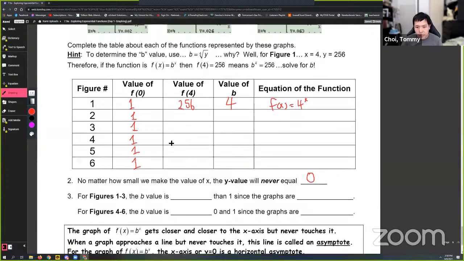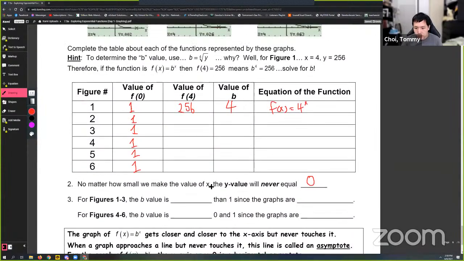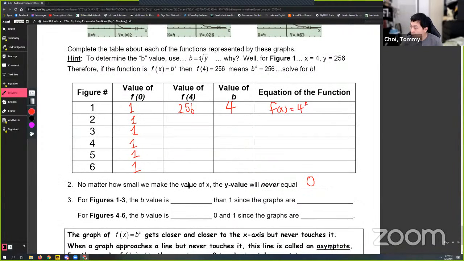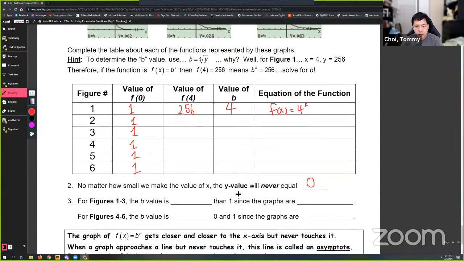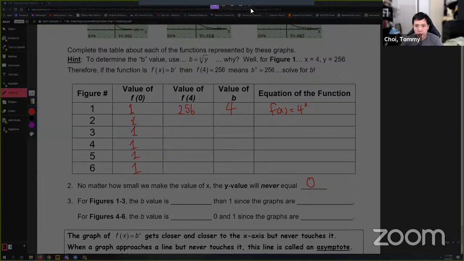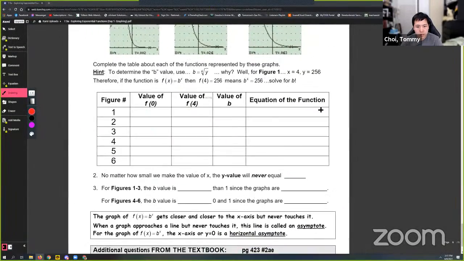And the rest of these I would like you to fill out and solve. And this will be your homework check for tomorrow. We do have a question from the textbook that I would like you to do as well. Page 423, numbers 2A and E. But I would like to at least see everyone fill in the table and answer question 3 to make sure I know that you have understood the concept of exponential functions. So I'm going to put that up as an assignment on Google Classroom now. I'll take a picture of this section here or of this page for you to see.